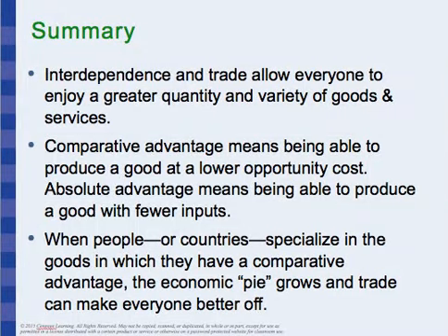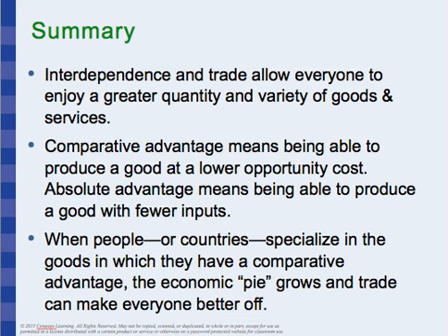So in summary, interdependence and trade allow everyone to enjoy a greater quantity and variety of goods and services. Comparative advantage means being able to produce a good at a lower opportunity cost, and absolute advantage means being able to produce a good with fewer inputs. Again, the key: when you hear comparative advantage, I want you to think that the person or nation that has a comparative advantage has a lower opportunity cost. Comparative advantage, opportunity cost. Absolute advantage, input costs.